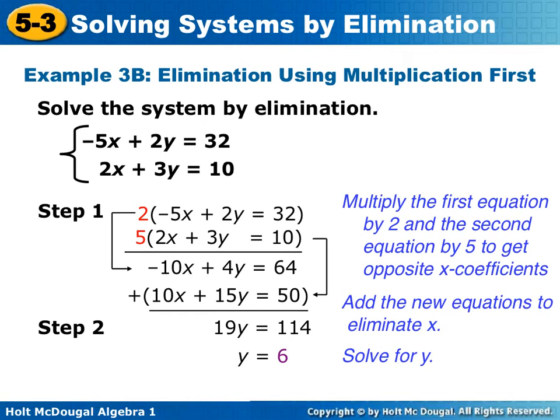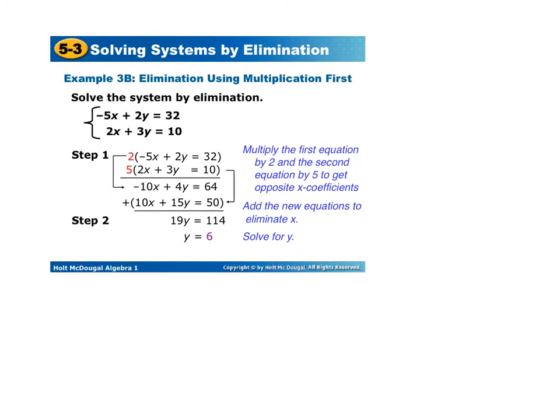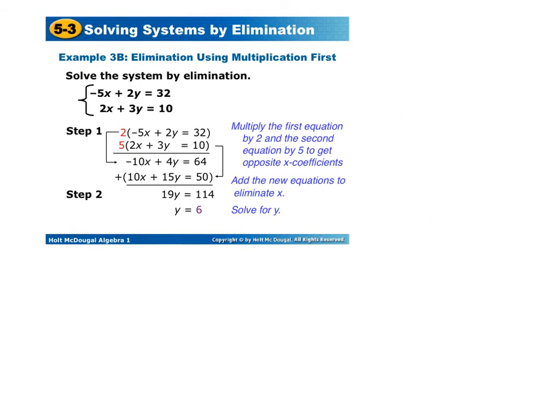So, all right, they did it by making the x's 10s. So they multiplied this whole equation by a 2 to make this a negative 10x. They multiplied this one by 5 to make it 10x. Now, let me show you by eliminating y. Okay? And you'll have a question like this on the quiz. They did x first. I'm going to try to eliminate y first.